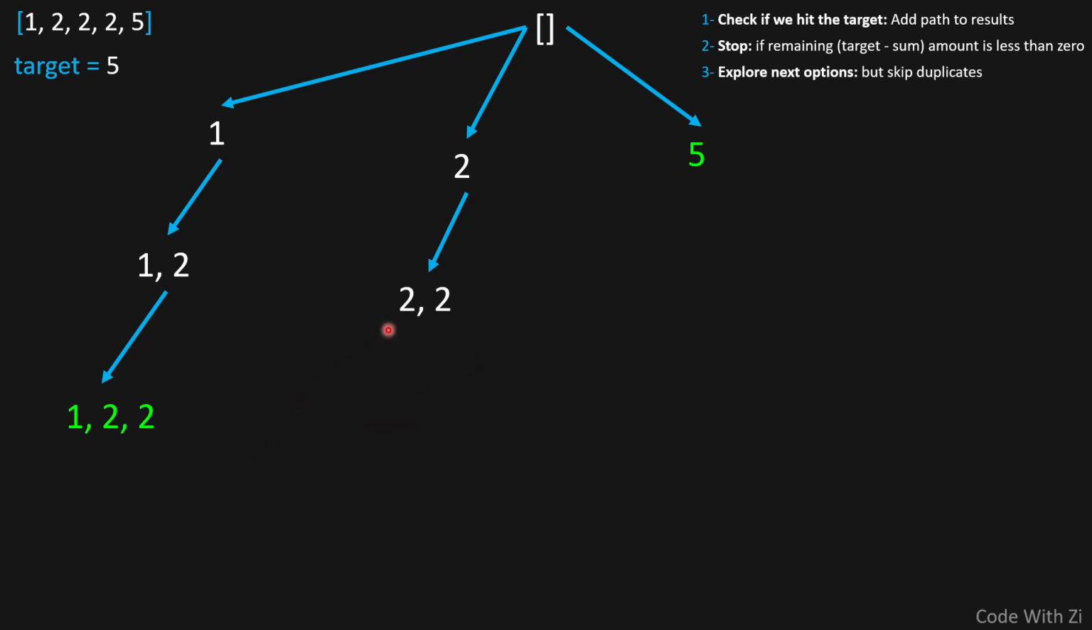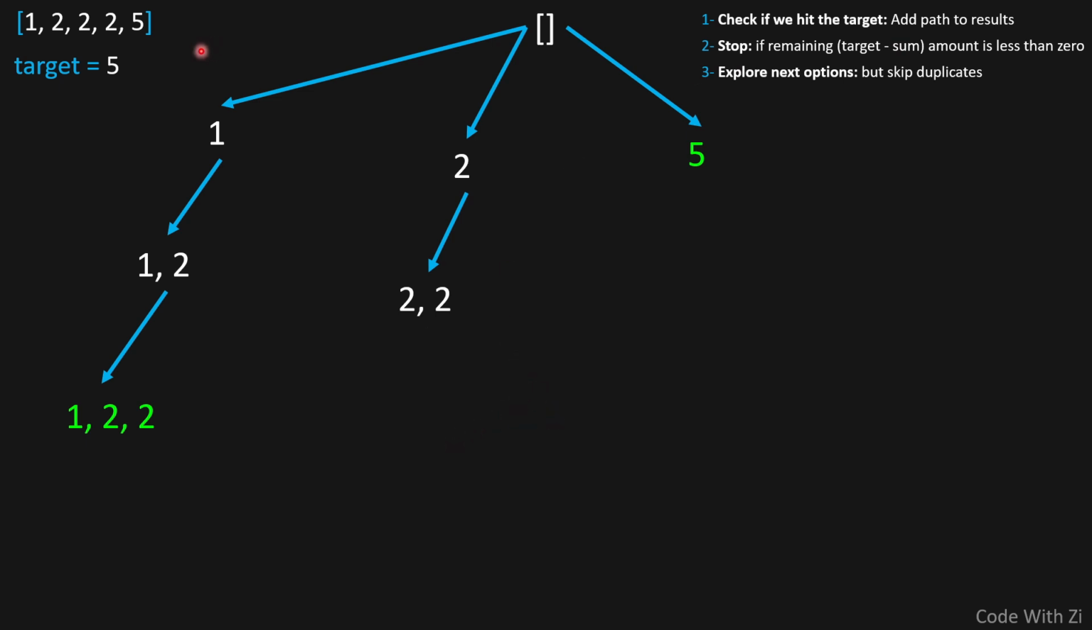And then we're gonna be like, all right, we explored 2 and 2 and 2. Let's explore 2 and 2 and 5. And we're gonna check is 2 plus 2 plus 5, which is 9, equal to our target, which is 5? Not really. And then we're gonna check if target, which is 5, minus 9, which is our sum, is negative. Well, yeah, 5 minus 9 is negative. So we're gonna ignore this entirely as well.